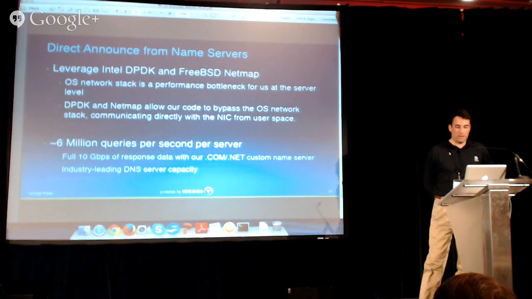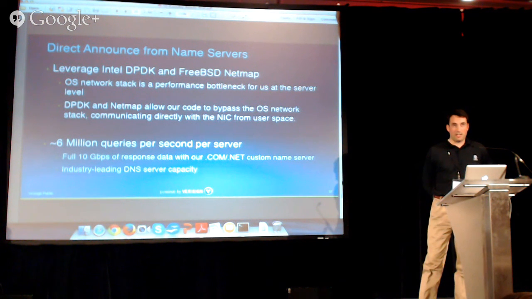toolkit and also FreeBSD NetMap to basically take advantage of, say, a 10 gig card in a box, bypass user space, and talk directly to the network card. By doing that, we can, on a single server, handle about 6 million queries per second of legitimate traffic, which saturates a full 10 gig pipe.